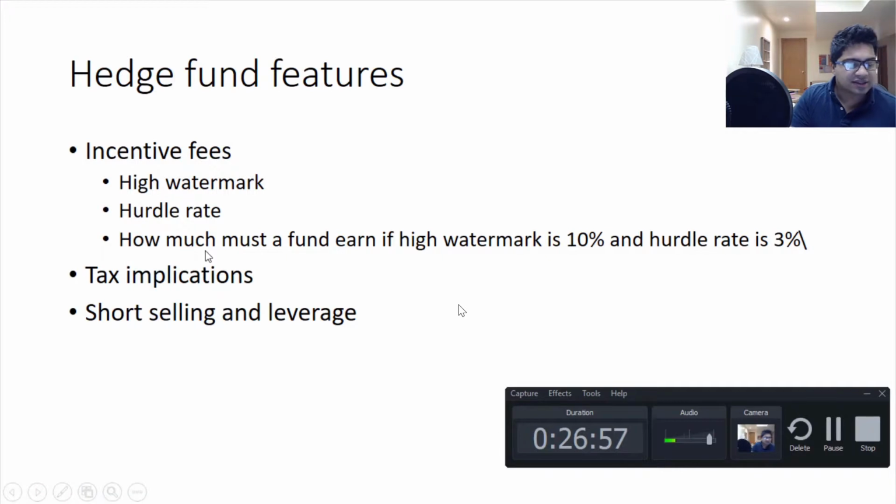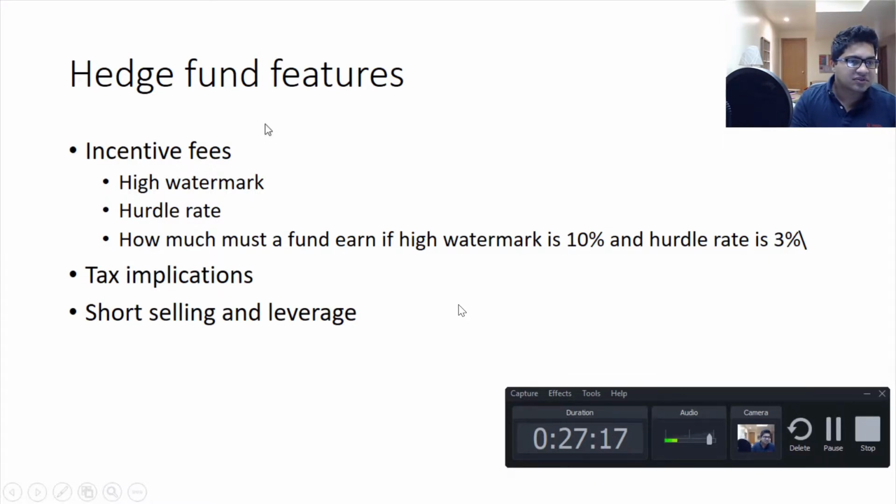Now this is an interesting question. How much must a fund earn if the high watermark is 10% above the current value and hurdle rate is 3%? So the fund must earn 10% plus 3%, 13% before it gets any incentives.